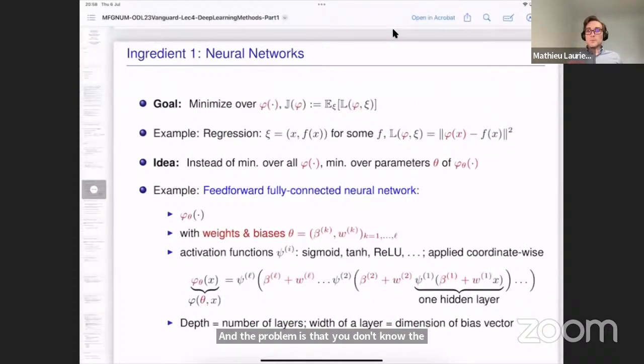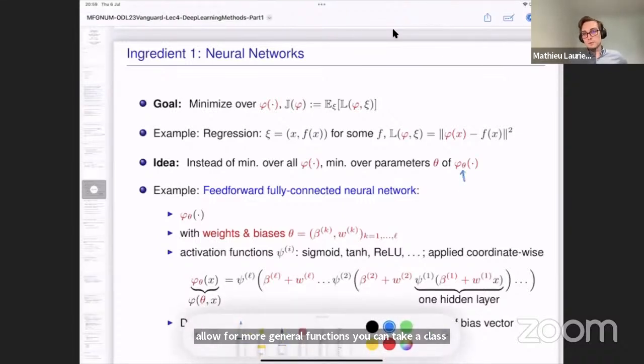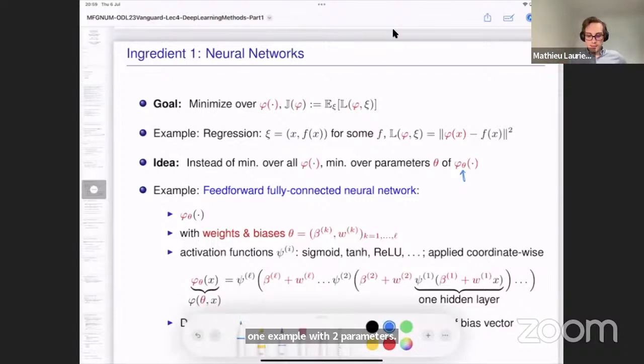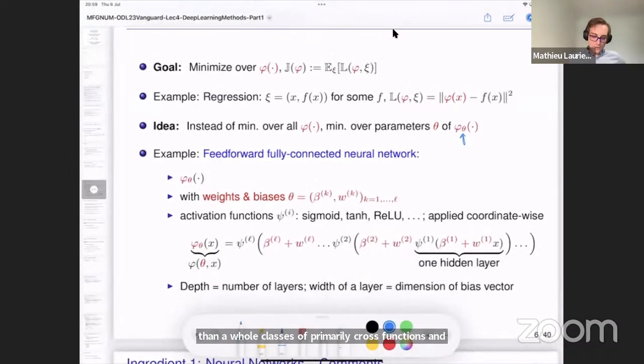So the first thing is we cannot minimize over all functions phi, even if you impose some regularity, or maybe you take linear functions, then it becomes a linear regression problem, for instance. But if you want to allow for more general functions, you can take a class of parametrized functions, parameterized by theta. A linear function is one example with 2 parameters, but you can take more general classes of parameterized functions. And here, the example I want to give is feed-forward, fully connected neural networks, although there are many more architectures.